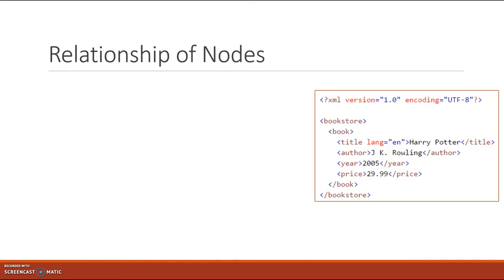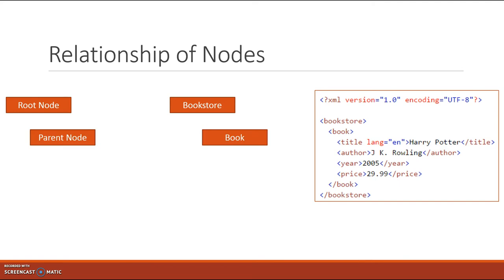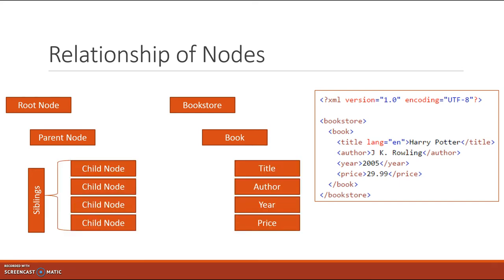When it comes to the relationship of nodes, think back to the tree structure, where we begin with the root node, in this case a bookstore, and then the parent node, which in this case is a book. Following that, we have the siblings, which are all of the child nodes, or child elements, which include the metadata such as title, author, year, and price.